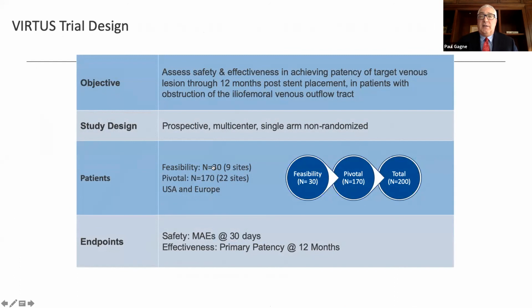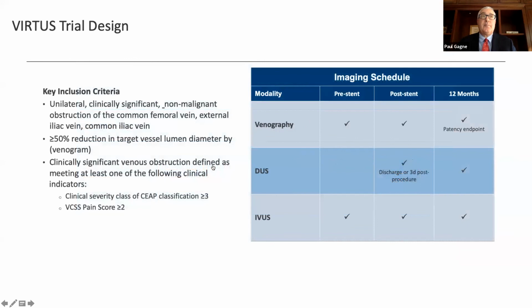The VERTIS trial design was a prospective multicenter single-arm study, non-randomized again, for a total of 170 patients. The key inclusion criteria again was a 50% reduction on venogram of the diameter, a CEAP clinical score greater than or equal to 3, and a VCSS pain score greater than or equal to 2.